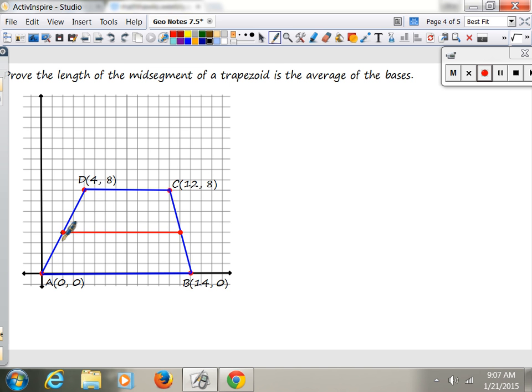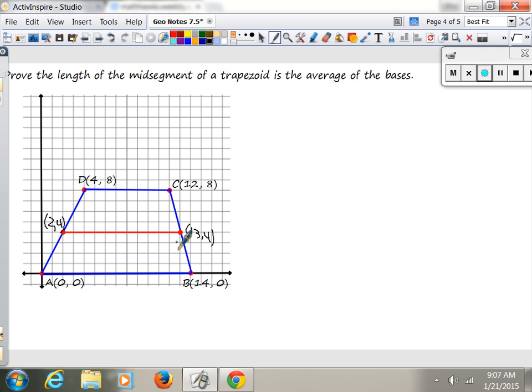Over 2 and up 4. 2, 4. I could have used the midpoint formula. 4 plus 0 is 4 divided by 2 is 2. And 8 plus 0 is 8 divided by 2 is 4. So 2, 4 was my midpoint from the formula too. This point is over 13 and up 4. Those are midpoints. When you connect two midpoints, you get what we call a midsegment.